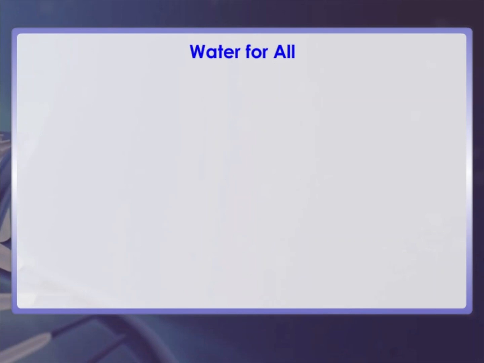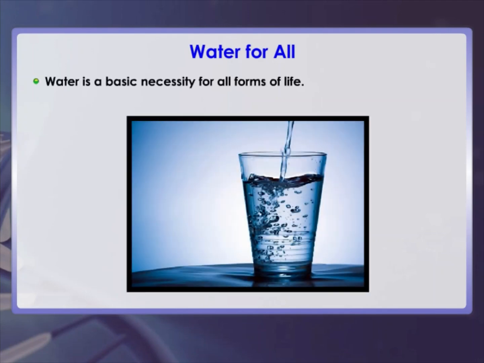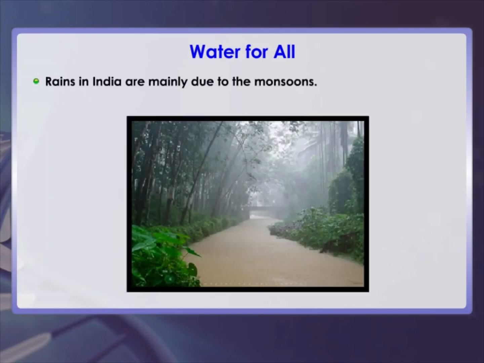Water for all. Water is a basic necessity for all terrestrial forms of life. However, human intervention also changes the availability of water in various regions. A study of rainfall patterns does not reveal the whole truth behind the water availability in various regions in India. Rains in India are largely due to the monsoons. This means that most of the rain falls in a few months of the year.